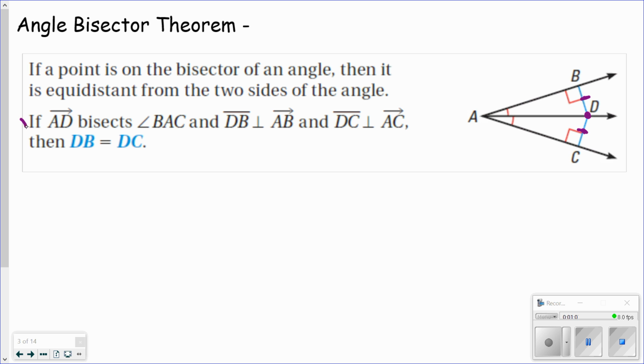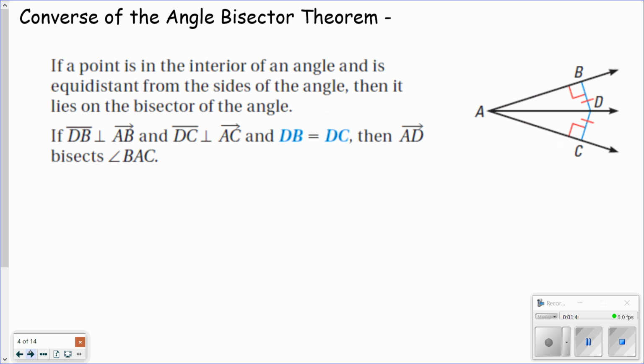So if we look at our statement here, if AD bisects angle B and BD is perpendicular to AB and DC is perpendicular to AB, then DB is congruent to DC. So the perpendicular parts have to be here and here. So once again, if we have an angle bisector, this point D is going to be equidistant from the other edges of the angle, as well as perpendicular with our angles here.